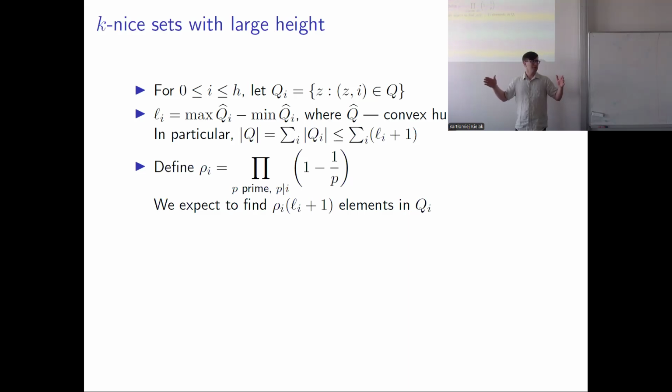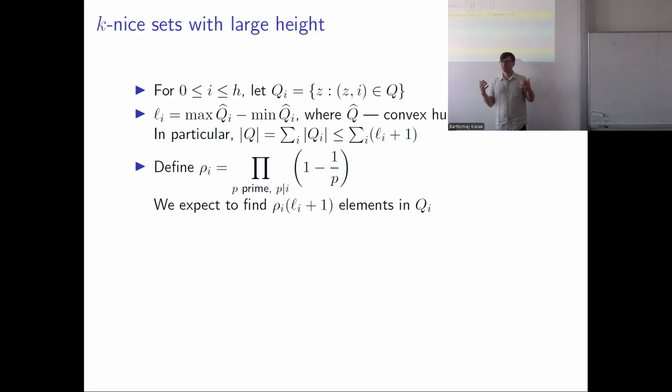And now we want to perform the same sampling for different values of p. So I would like to sample points which are coprime to some different prime numbers. And now realize that in a nice scenario, all of those events of being coprime to different primes are actually independent. And the probability of independent events is just the product of those probabilities. And this is exactly the definition of rho i. So in the end, we would expect to find rho i times the length of this segment at level i of points in Qi. This would be our desired upper bound.